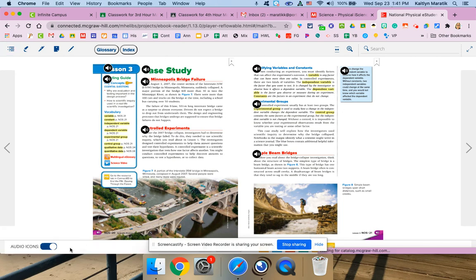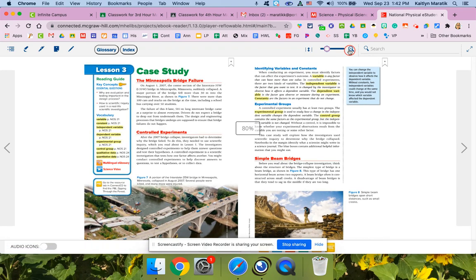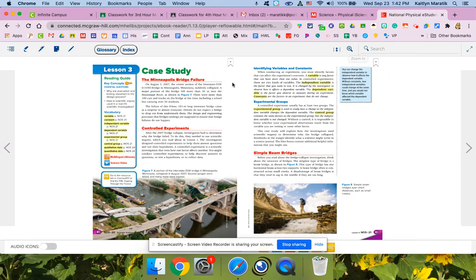Some things I'm going to do right away is I want the audio icons off. You can use them if you would like, if you don't want to hear me reading over these. And I'm going to zoom in just a little bit here so I can read it a little easier. Now, the first thing you want to do when you start is, on the far left-hand side in the middle, there's the vocabulary. That is what you need to start with, adding that vocab at the top of the assignment.